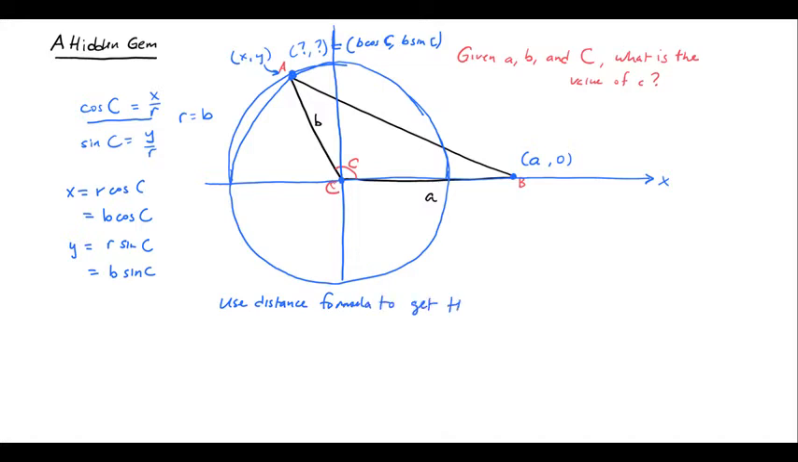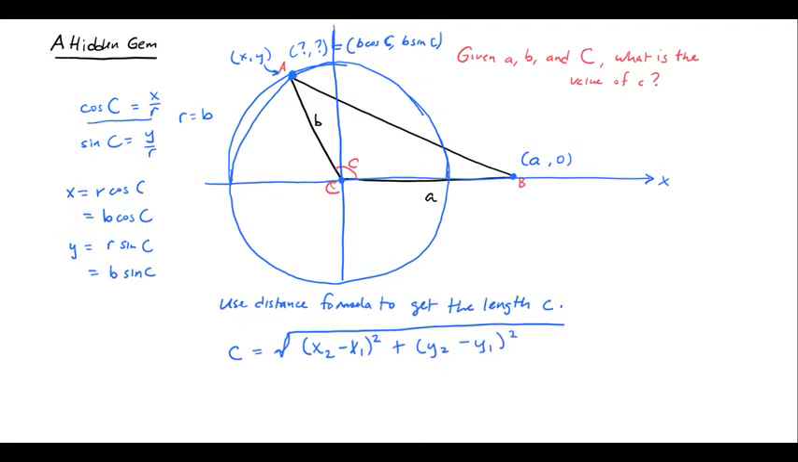to get the length c. The distance formula tells me that c is the square root of, actually I wrote a huge square root for some reason, but really all I wanted to say is that this is going to be the square root of (x2 minus x1) squared plus (y2 minus y1) squared. I guess that just gave myself more room to write that formula.